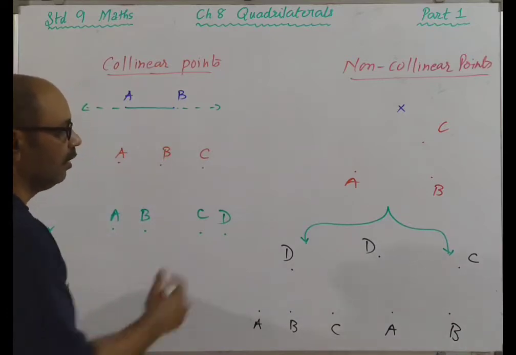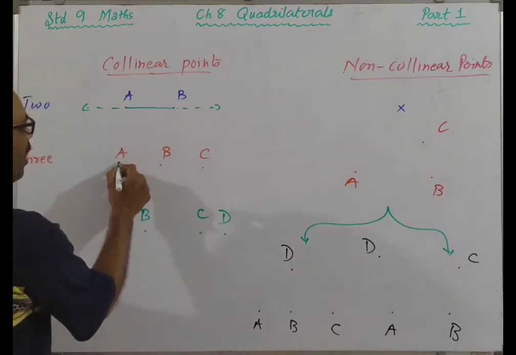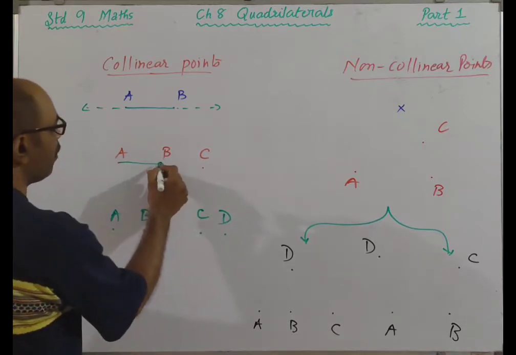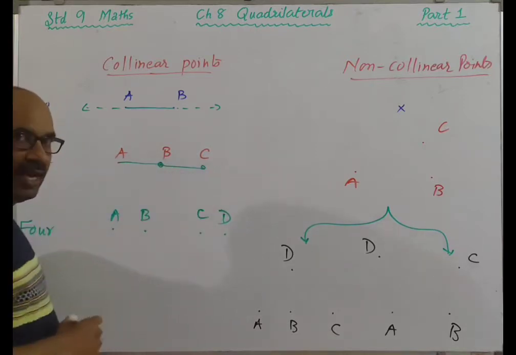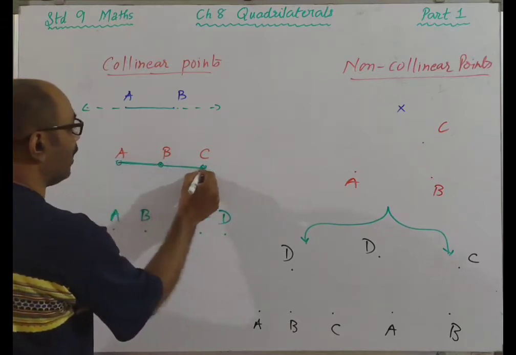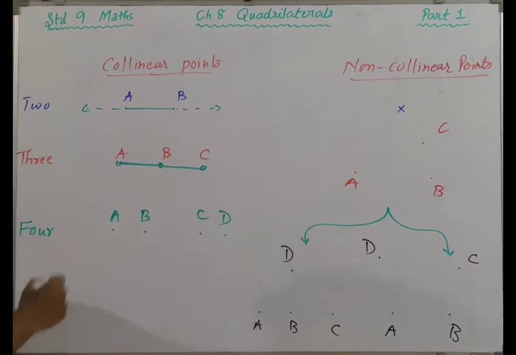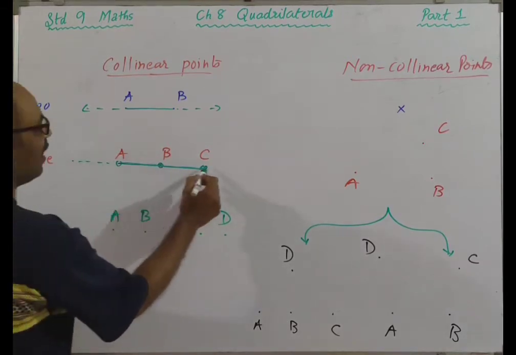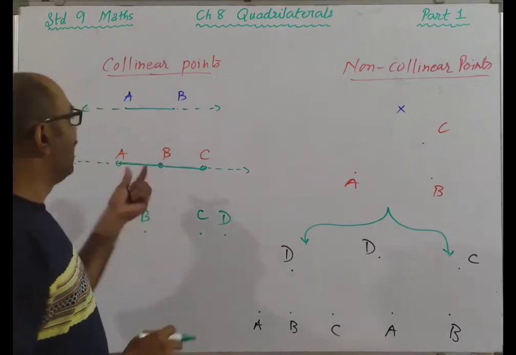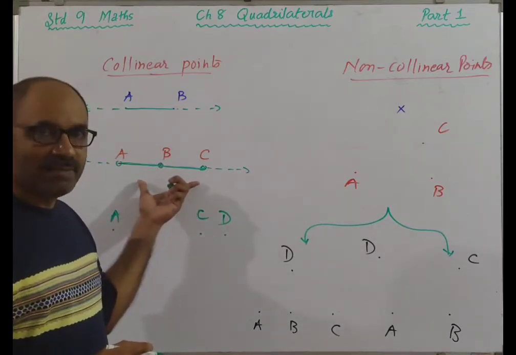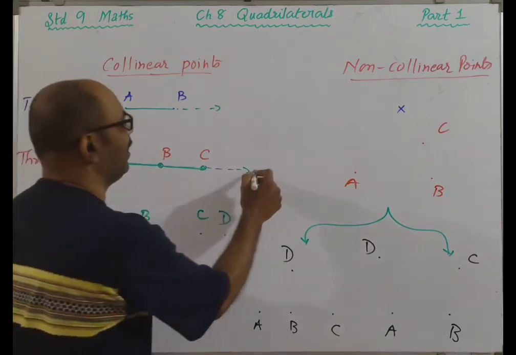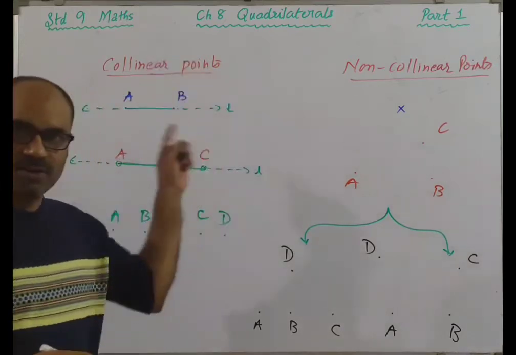Alright. In this case, join A to B, so you got line segment AB. Join B to C, so you got line segment BC. And join A to C, so you got line segment AC. Once again, there is a single line containing all the 3 line segments. Line segment AB, line segment BC and line segment AC are contained by the same line L. Alright, here also one line L.